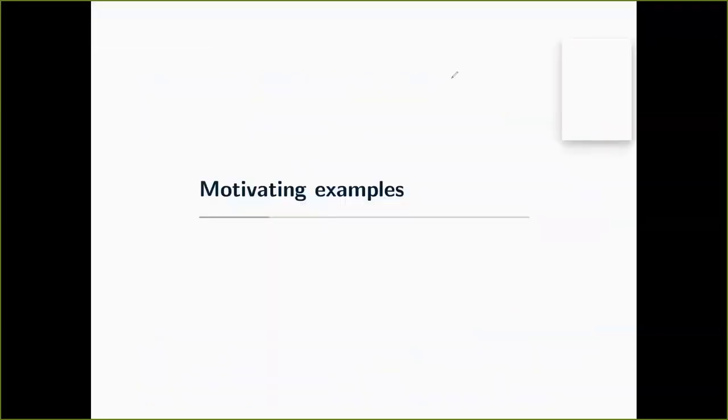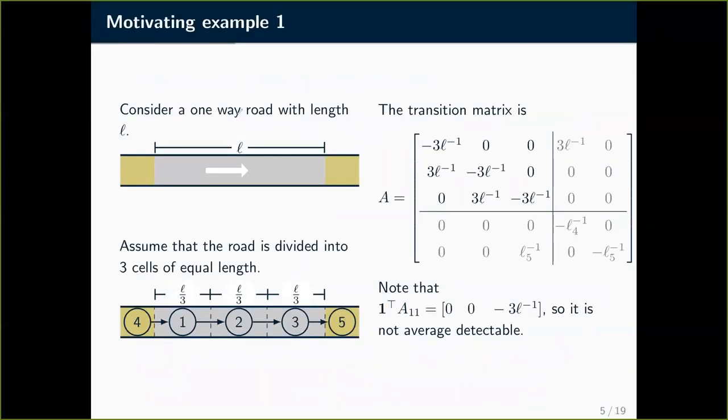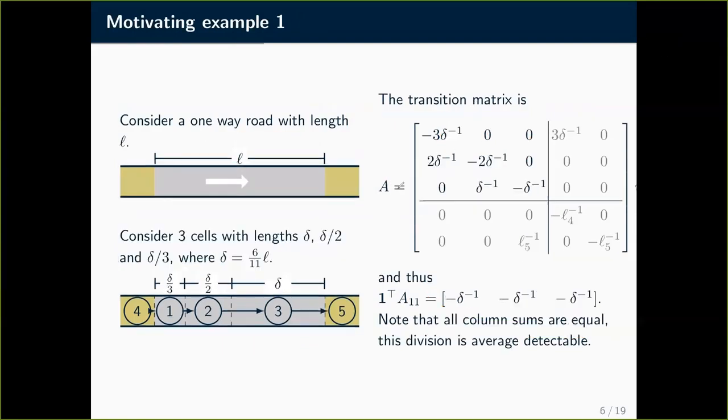To illustrate this possibility, we introduce the following motivating examples, in which the first is a simple linear road that we will partition into three cells. The first choice is to have cells of equal length, but if we calculate the transition matrix and do the column sums, we obtain these results. Note that they do not satisfy the theorem, and therefore the system is not average detectable.